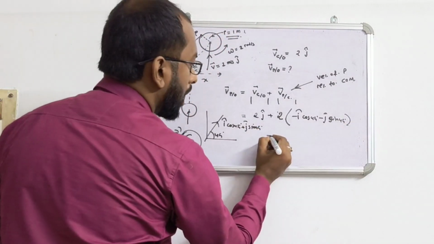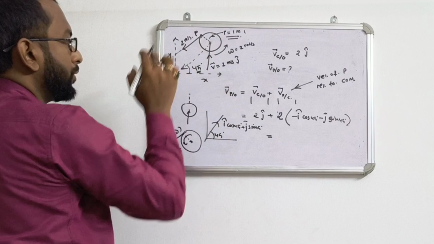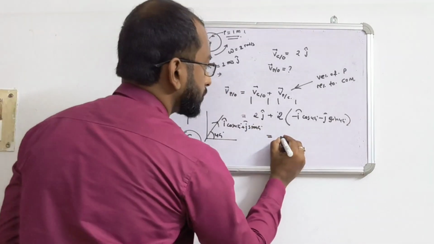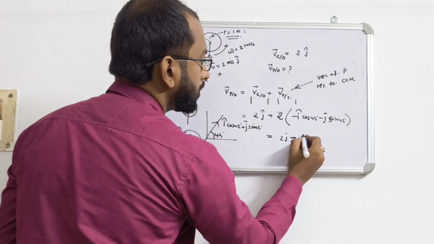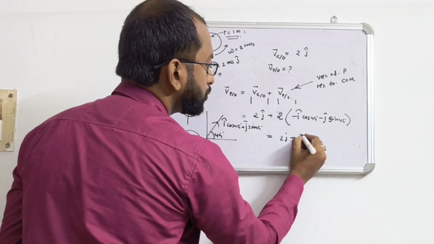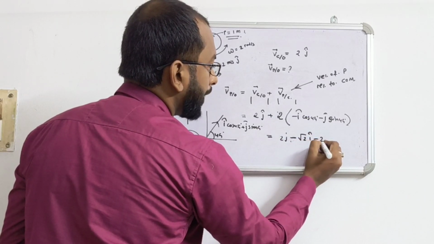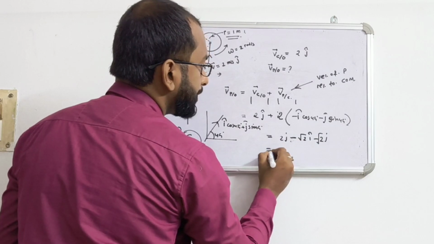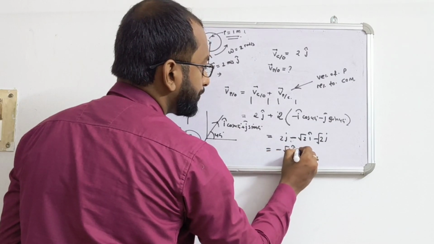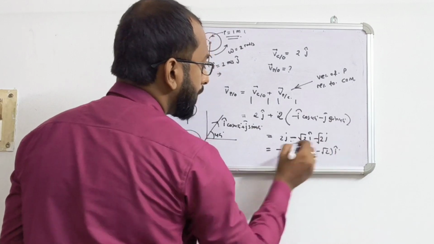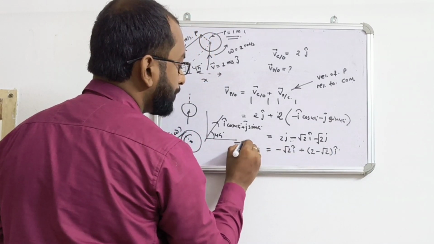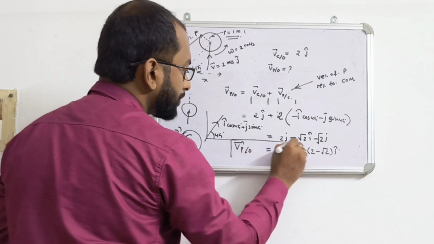So that is our velocity of point P with respect to the origin. 2j plus or minus 2 by root 2, that is root 2 i minus root 2 j. So it is basically becoming minus root 2 i plus (2 minus root 2) j. That is the velocity of point P with respect to the ground frame, or with respect to the origin.